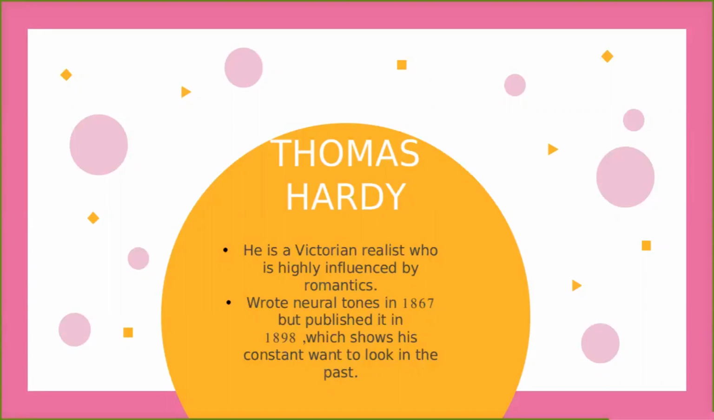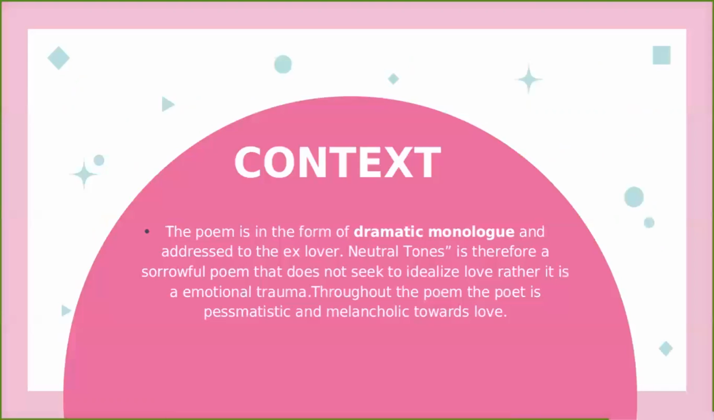Secondly, Neutral Tones was written in 1867 but was not published until 1898, which shows his constant want to look in the past. Therefore, he is publishing his 30 year old poem which he had written 30 years ago. So he constantly dwells upon his past, constantly looks upon his memories.